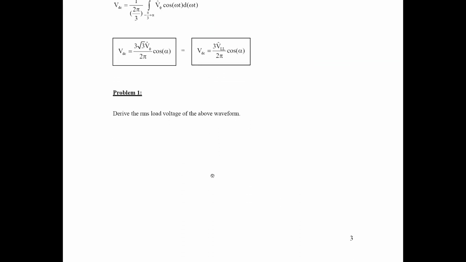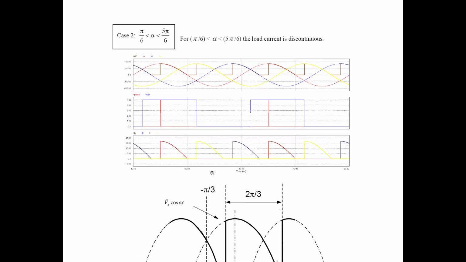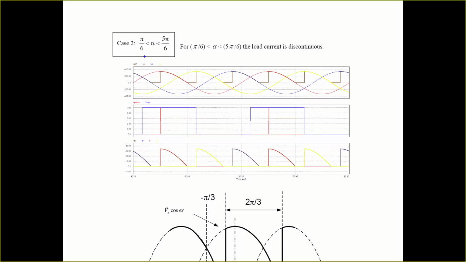So the note tells us that this is case number 2. Alpha is discontinuous from 30 degree to 150 degree. So when this is alpha equals 0 degree point, and this is when you have alpha is 0, alpha is 30, alpha is 60 degree. So here is 30 degree. Now the condition is alpha equals 60 degree.